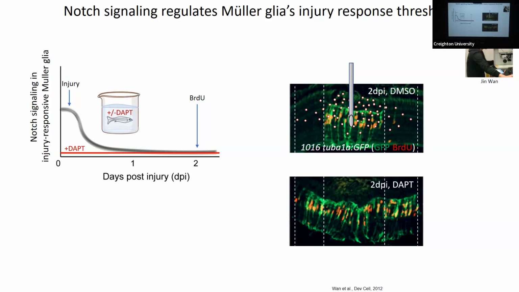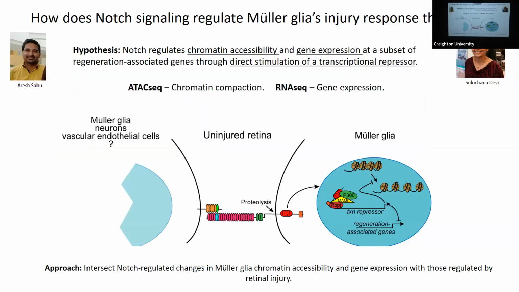How do they do that? We thought that would be important to figure out, so we hypothesized that Notch regulates chromatin accessibility and the expression of certain regeneration-associated genes. To test that, we used ATAC-seq to look at chromatin accessibility and RNA-seq to look at Müller glia gene expression. Our Müller glia are fluorescently labeled, so we can easily FACS sort them and characterize them.